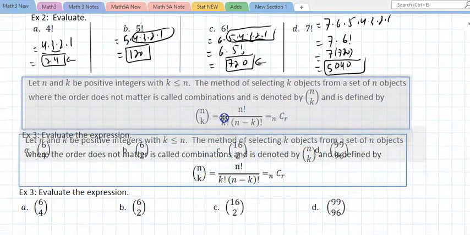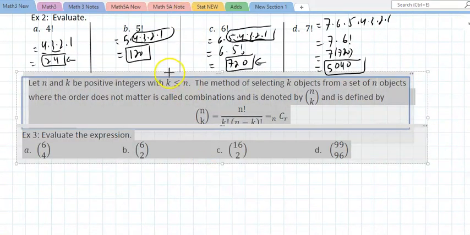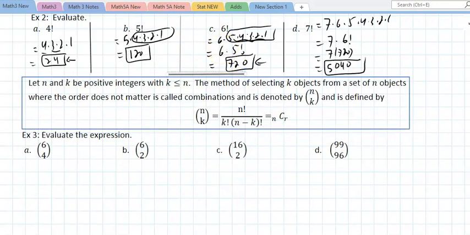Now, something that comes up in statistics we need to use. Let n and k be positive integers where n is bigger than k. The method of selecting k objects from a set of n objects, I'm not talking about identical or all of that, when the order does not matter, we don't need to worry about that in this class because we're going to only do this case. It's called the combinations n choose k, and n choose k is defined by n factorial over k factorial, and the difference between those factorial.